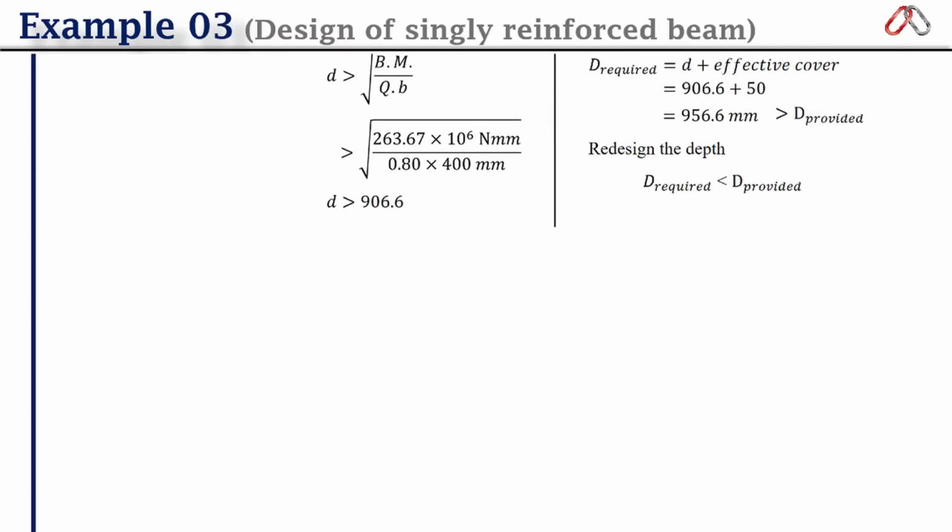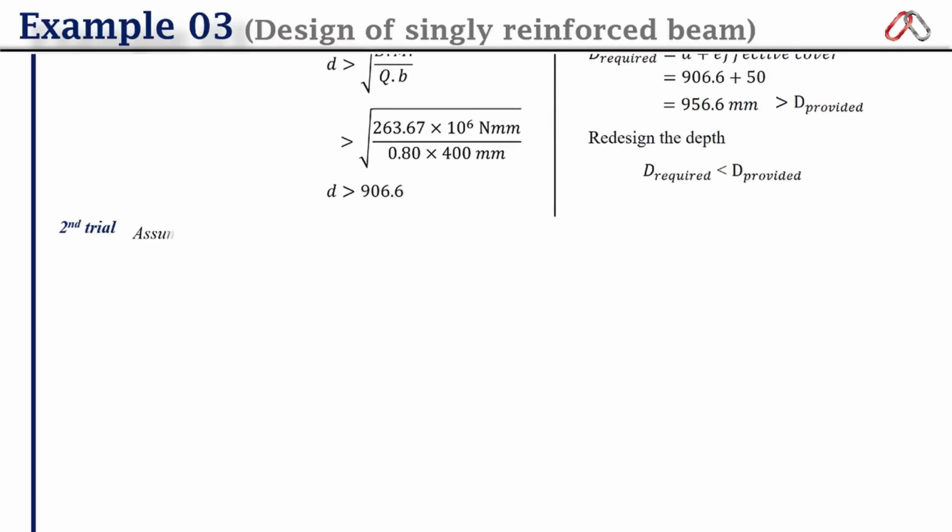So let's try the second trial. Assume D provided as 1000 mm. So we have to calculate the self weight of beam again because we have changed the cross section dimension of the beam. So it will be 25 kN per meter cube into 0.4 meter into 1 meter. We have changed it from 750 mm to 1000 mm.